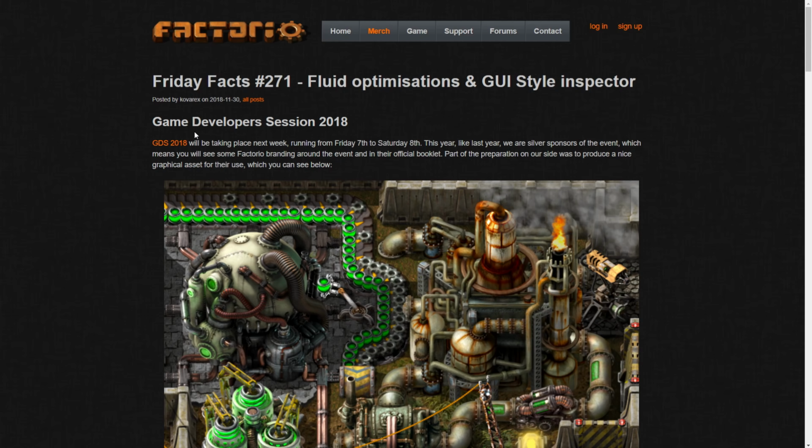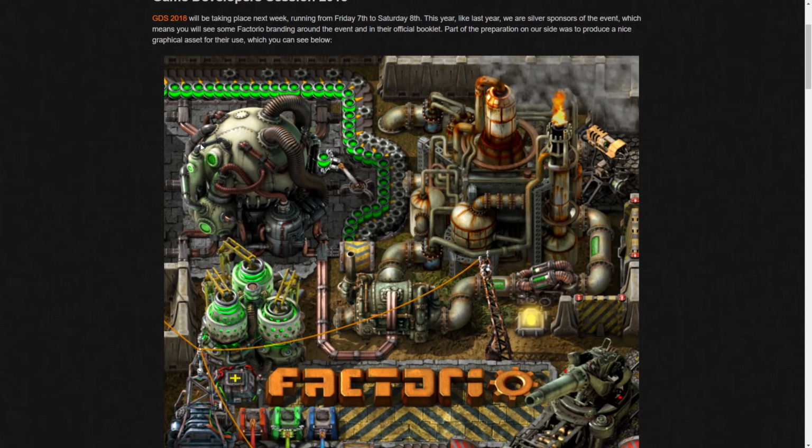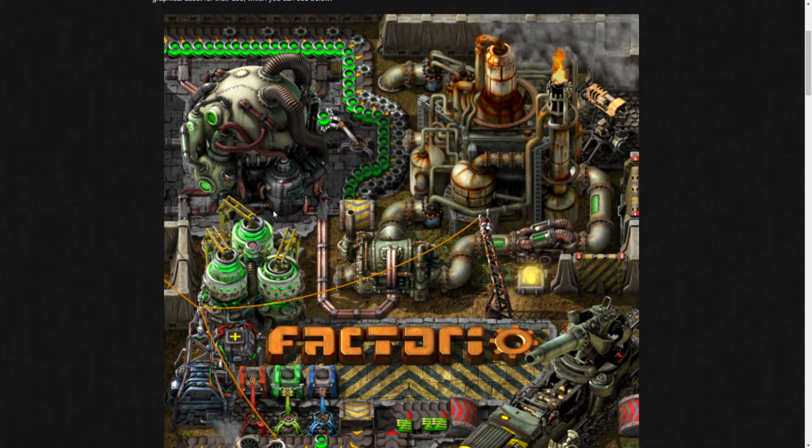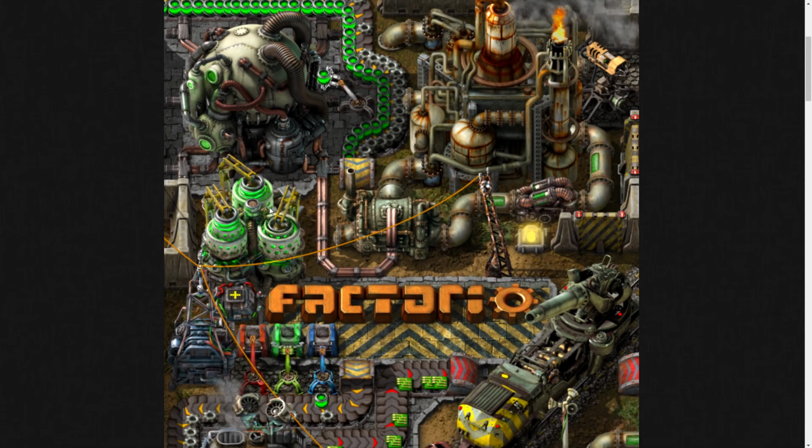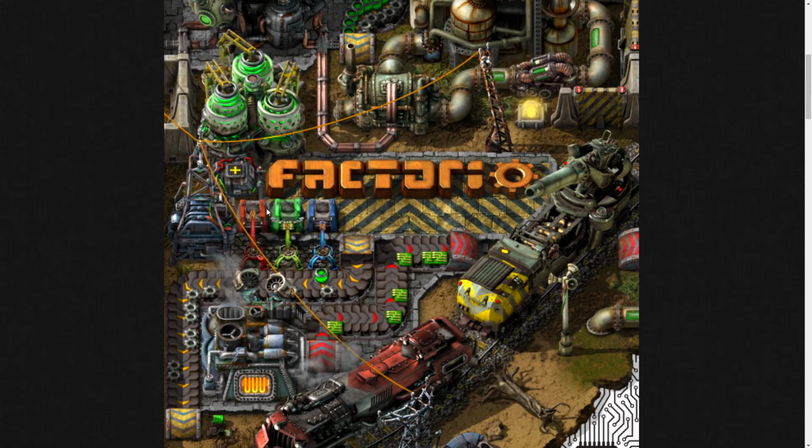So first off, they talk a little bit about Game Developers Session 2018. It'll be taking place next week, running Friday 7th to Saturday the 8th. This year, like last year, we are silver sponsor of the event, which means you will see some Factorio branding around the event and in their official booklet. Part of the preparation on our side was to produce a nice graphical asset for their use, which you can see below, which looks super cool.